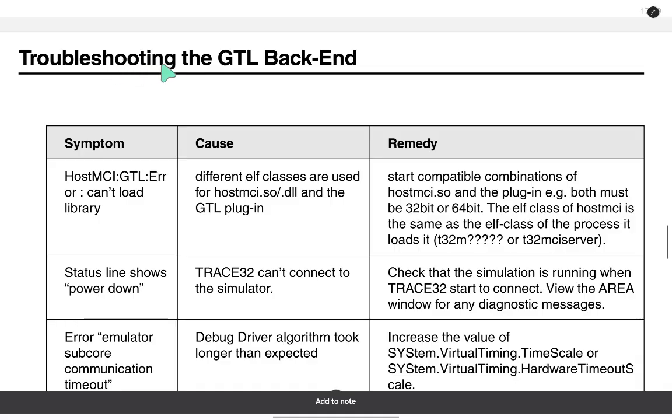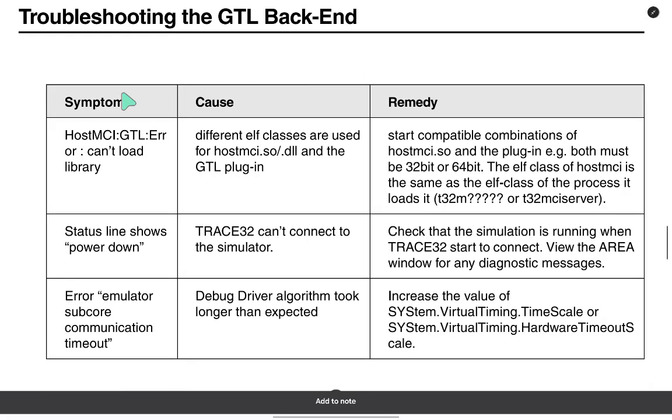Now the troubleshooting of the GTL backend. Symptom: host MCI GTL error or cannot load library. Cause: different ELF classes are used for the host MCI .so/DLL and the GTL plugin. Remedy: use compatible combinations of host MCI .so and the plugin; for example, both must be 32-bit or 64-bit. The ELF class of the host MCI is the same as the ELF class of the process that loads it.